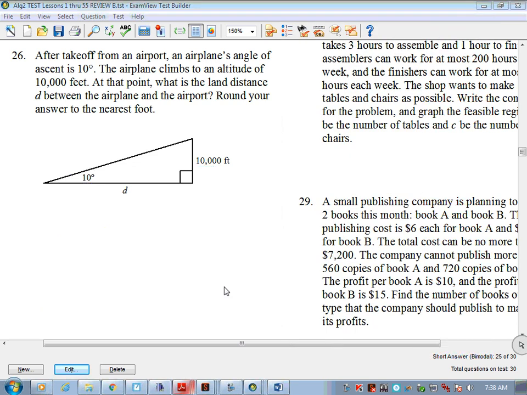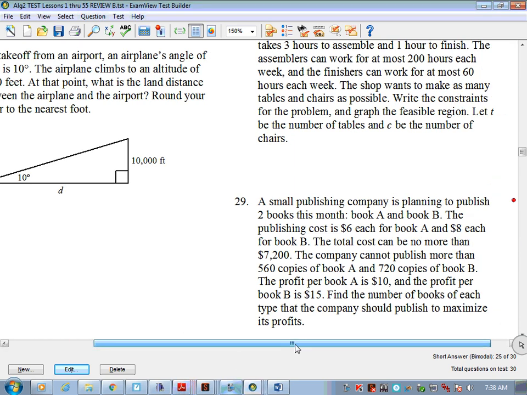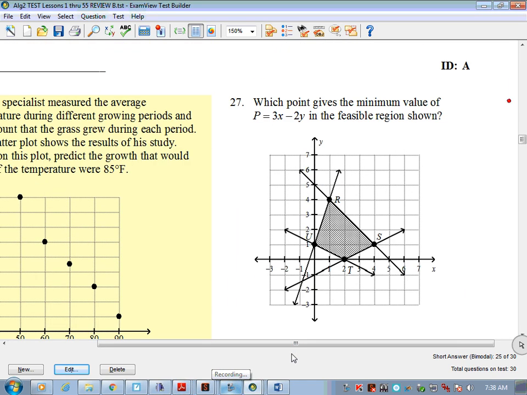Okay, that's 26. Let's look for question number 27. Okay, 27 is a linear programming question, but it's not as hard as many of the others because all the work is really done for us. Which point gives the minimum value for p equals 3x minus 2y in the feasible region?